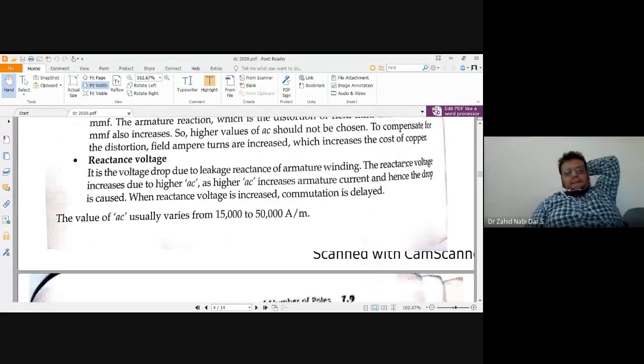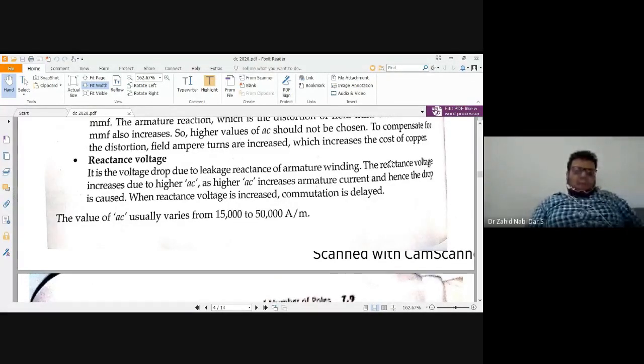So again, there is one more term, that is reactance voltage. So what is that reactance voltage? It is the voltage drop due to leakage of armature winding. The reactance voltage increases due to higher AC, as higher AC increases armature current, and hence the drop is caused.